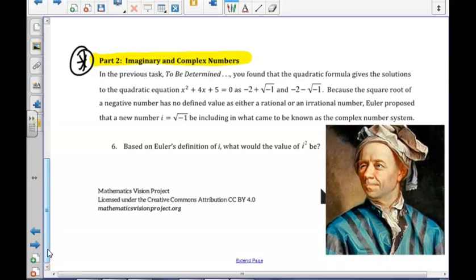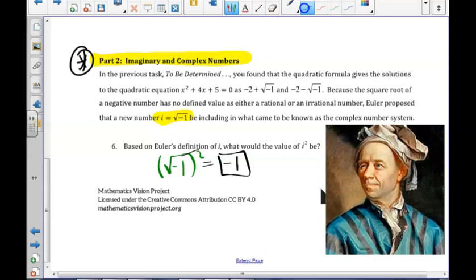So part 2 of this lesson tells us, as Leonhard Euler had discovered, that i is equal to the square root of -1. We are asked then in 6 to figure out, if i is equal to the square root of -1, then how would we simplify i squared? Well, if we substitute the square root of -1 where we see the i and we square it, we know mathematically that the square does get rid of the square root. They cancel out, so I would be left with -1.